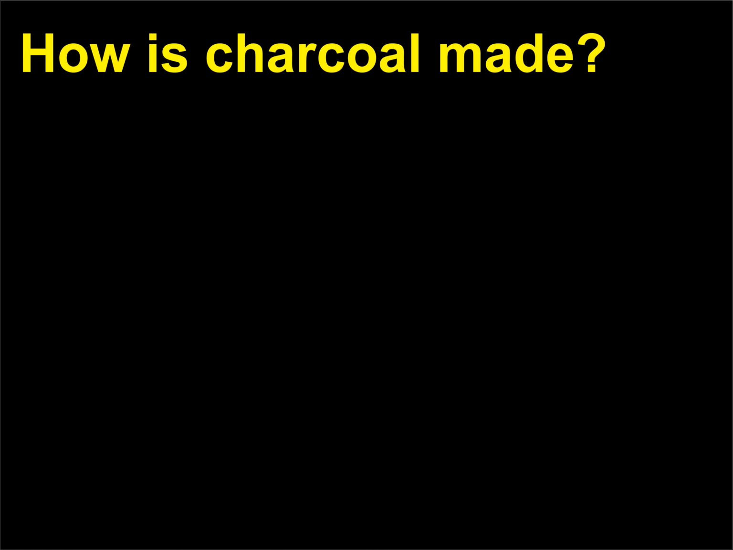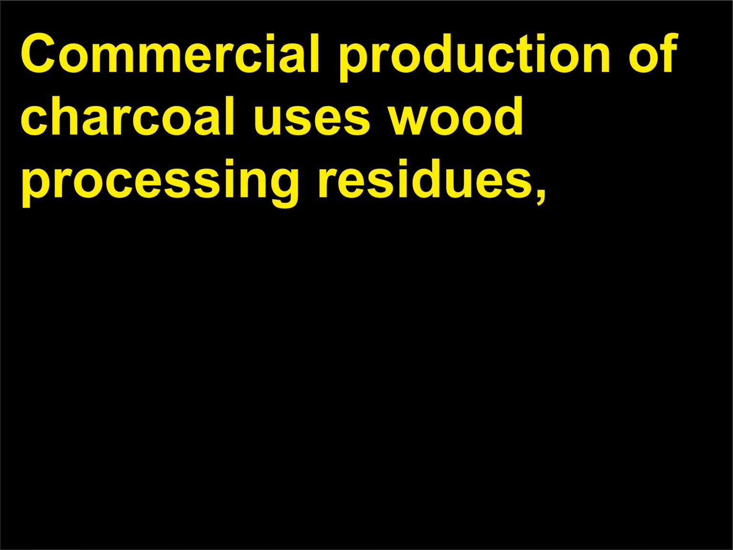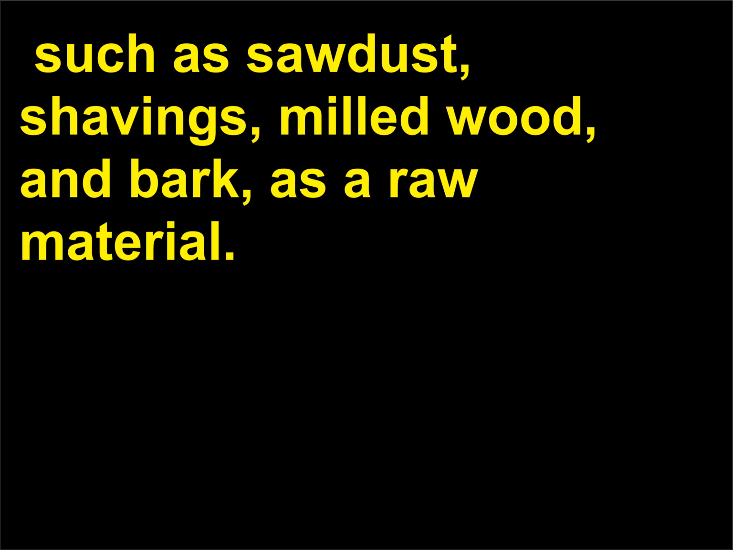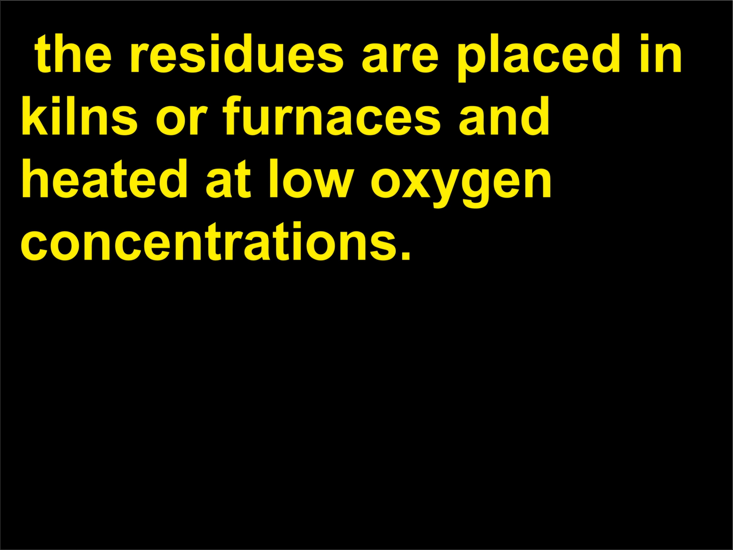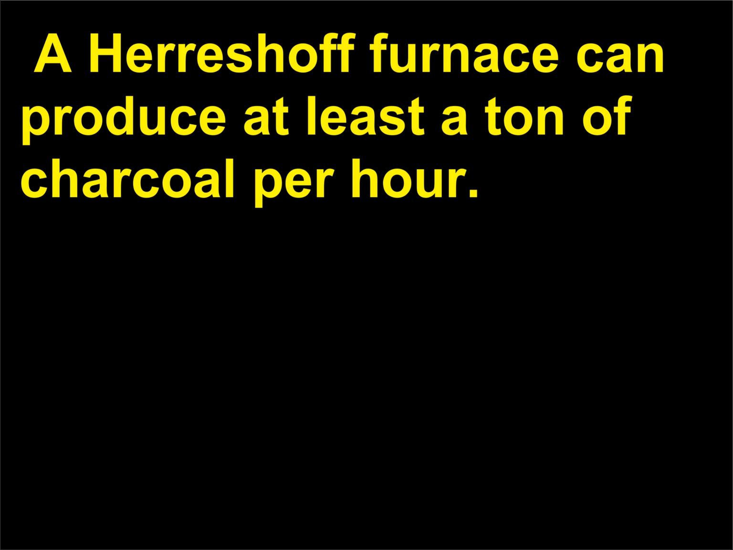How is charcoal made? Commercial production of charcoal uses wood processing residues, such as sawdust, shavings, milled wood, and bark, as a raw material. Depending on the material, the residues are placed in kilns or furnaces and heated at low oxygen concentrations. A Harrishoff furnace can produce at least a ton of charcoal per hour.